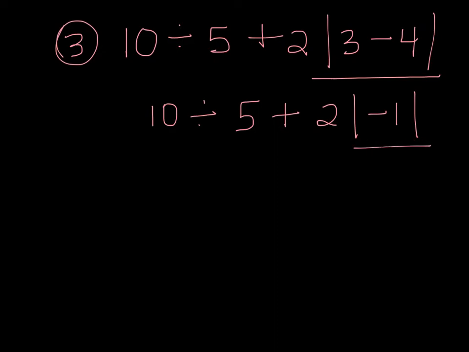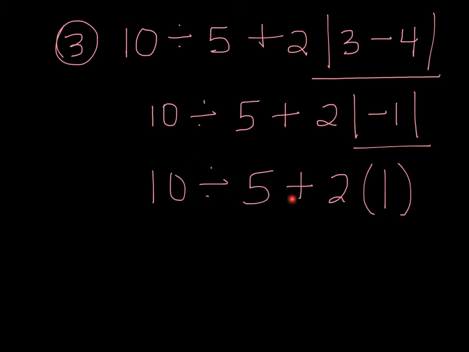So the absolute value of negative 1 happens to be positive 1. Remember, absolute value is how far away from 0 is that number. Well, negative 1 is 1 place away from 0. Now this becomes multiplication when you take that negative 1 out of the absolute values, since that 2 is butting up to that absolute value sign. So I'm going to carry everything else down.